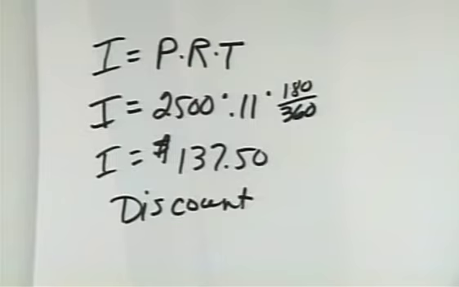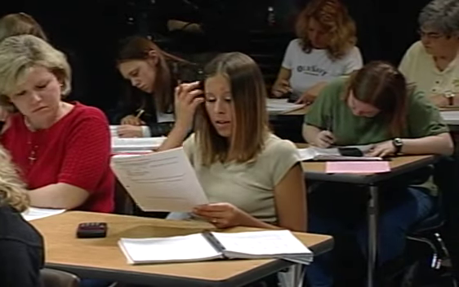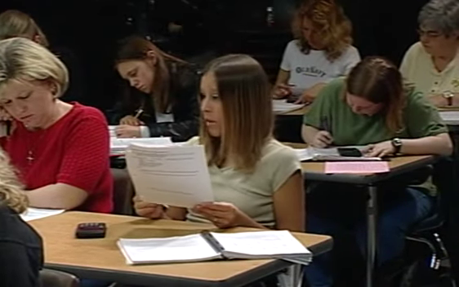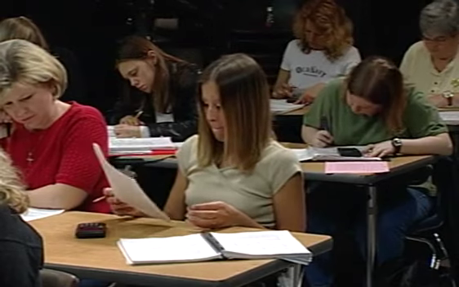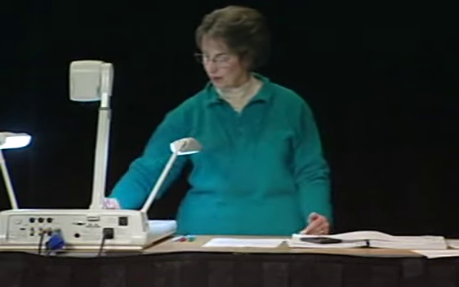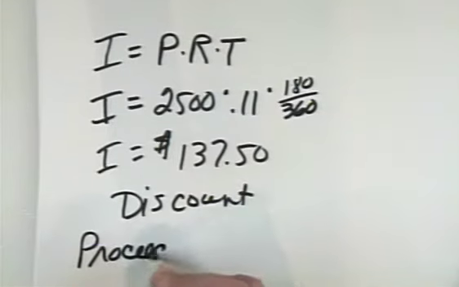We're in 6.4. Cassandra, how much is the borrower going to receive from the lending institution? $2,362.50. Absolutely. And how did you get that? I subtracted $137.50 from the $2,500. That's right. When I see the word discount, I think subtract the interest. Good. Proceeds, which is the correct word there.